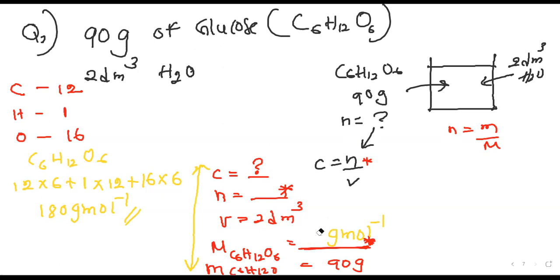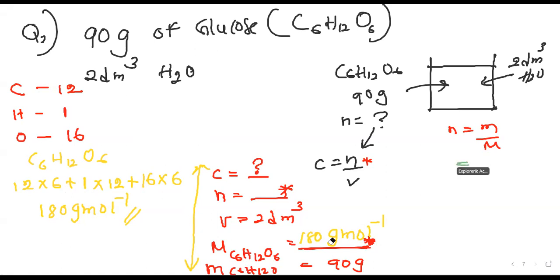You need to know the molar mass of glucose, right? To calculate the molar mass of glucose, we can use the relative atomic mass of each element. We did the calculation and found the molar mass of glucose is 180 g mol^-1, and we put it here. So then we have to work out this equation.